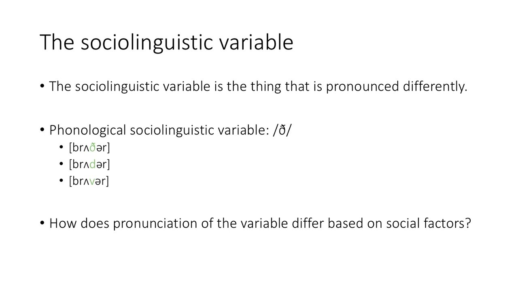And if we look at some different specific pronunciations we can have here in our square brackets, right? Because they're allophones. We could have someone who says the word brother with a voiced interdental fricative. But you could also hear someone pronouncing it as brudder, or you could hear someone pronouncing it as brover. And actually, both of these pronunciations are pronunciations in different dialects of English. So the question that sociolinguists ask is, how does the pronunciation of a given variable differ based on social factors?